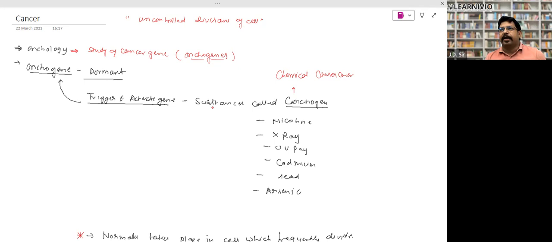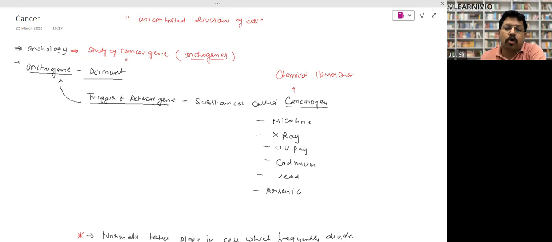The reason behind it is that every body cell has the cancerous gene. All the cells of our body have it, right? They remain in a silent or dormant condition. During the course of development, they have been made silent. There are certain compounds which activate these genes, these oncogenes, right? So an oncogene is the cancer causing gene, and oncology is the study of cancer. You must have seen in the hospital there is a cancer department, that is called oncology.